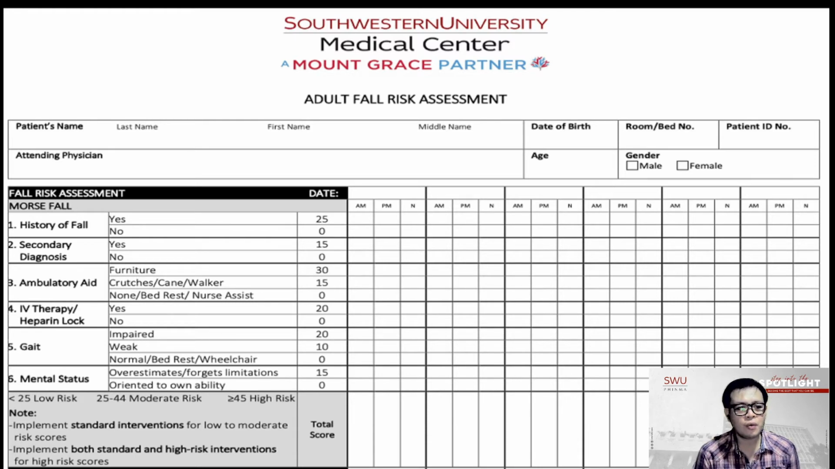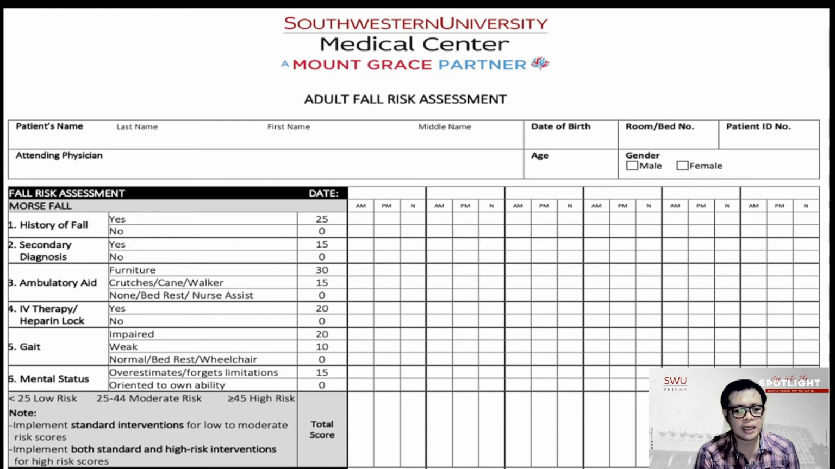So out of the 5 criteria, only IV therapy and heparin lock says yes. And that comes with a 20. And with a mental status GCS 15, nothing to worry about. Very oriented, comes along with 0. So out of all that I've mentioned, it seems that our total is 20.